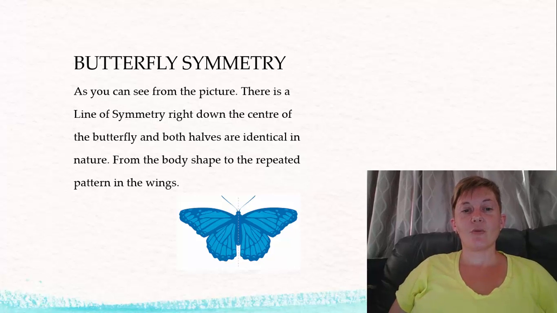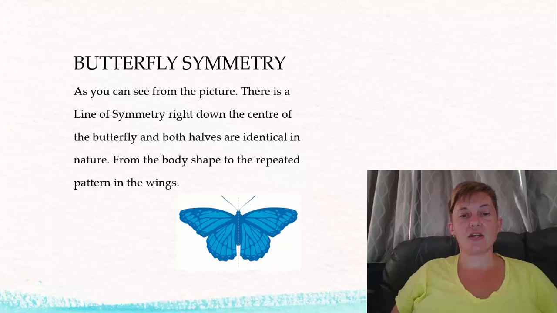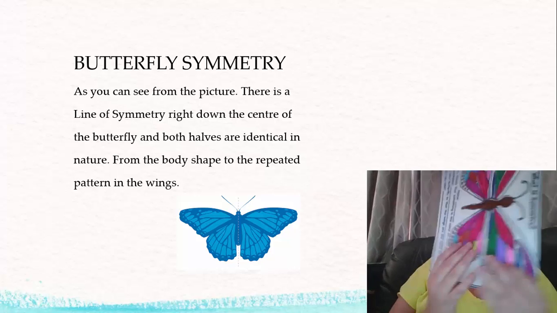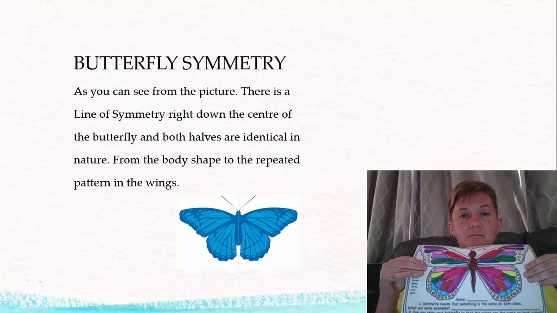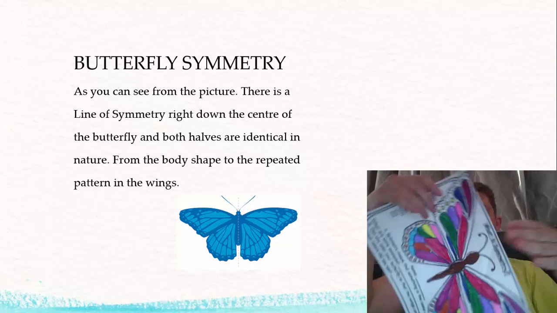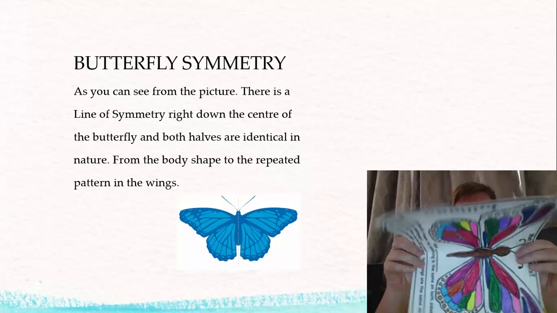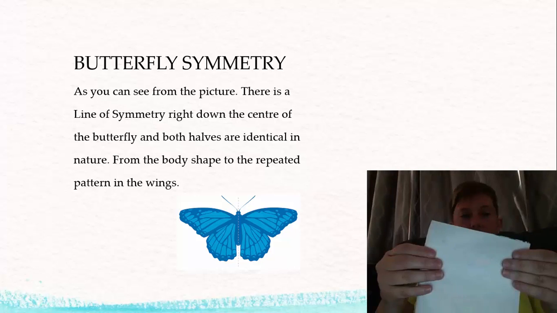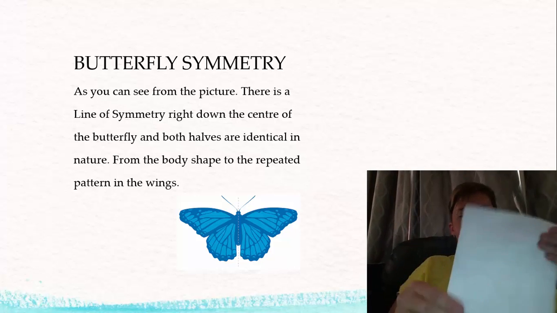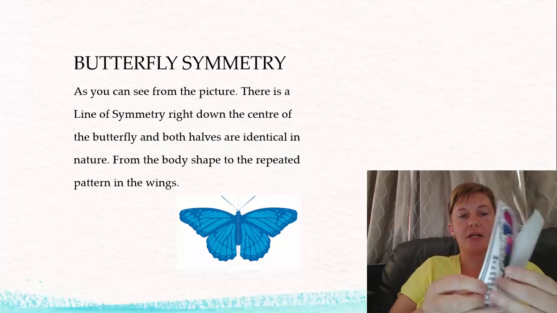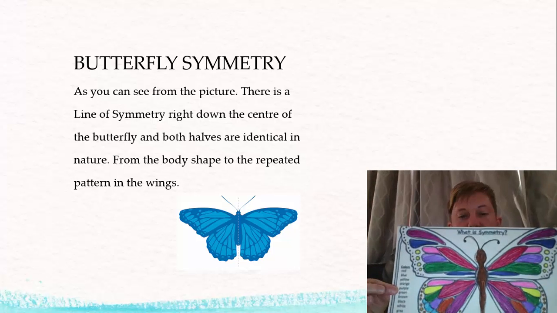So here is a picture that I have created. If you fold this picture in half, like this, and then you open it up again, you'll see that both of those halves are identical in nature. You can see that the colours on both sides are in the same spot.